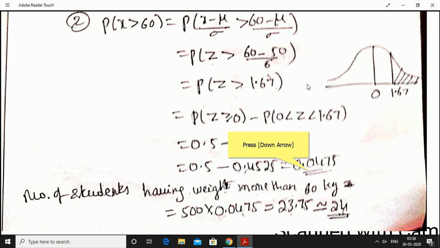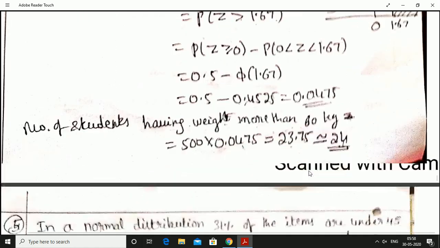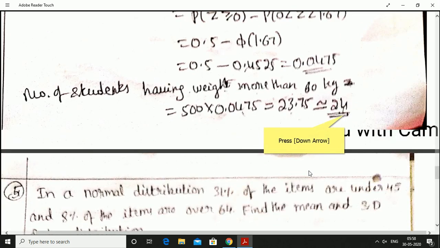That can be written as area from 0 to infinity minus area from 0 to 1.67. Area from 0 to infinity is 0.5. Area from 0 to 1.67 is phi of 1.67, and phi of 1.67 value is 0.4525. On simplification, it is 0.04775. Number of students is equal to 500 into 0.0475, approximately equal to 24 students.